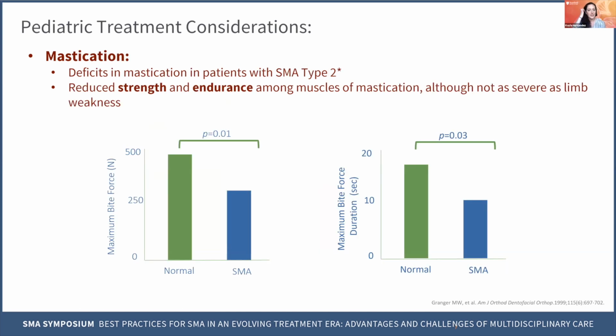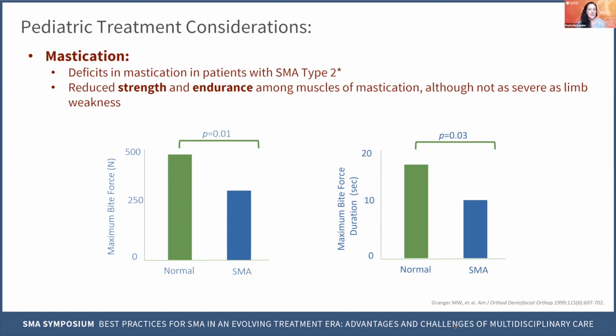And then we also talked yesterday about difficulties with chewing, commonly seen in patients with SMA. So this study was specifically about SMA type 2, but we do see this across the spectrum. There's reduced strength and endurance among the muscles of mastication, although not as severe as limb weakness. It can impact their quality of life and the quality of their chewing and ability to eat all the different types of solids that they want to be eating.